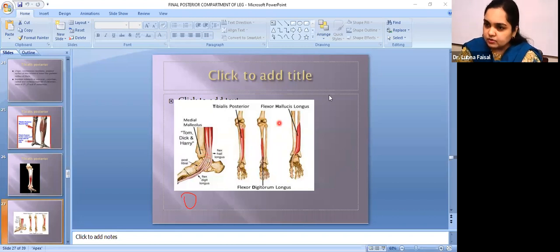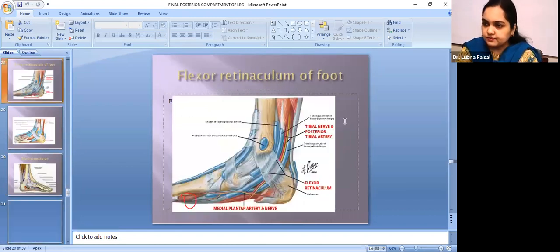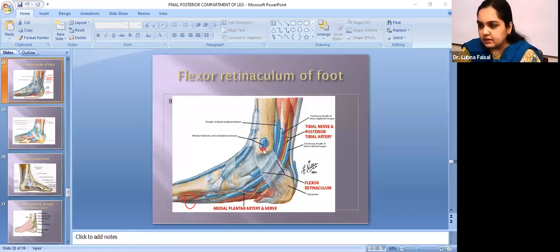There are two more slides of the flexor retinaculum. This is a slide showing the flexor retinaculum from the medial malleolus to the calcaneum, and it is responsible for holding the tendons plus the nerve and the artery that supply the posterior compartment of the leg. This is the flexor retinaculum attachment, from the medial malleolus of the tibia superiorly and inferiorly to the calcaneum.